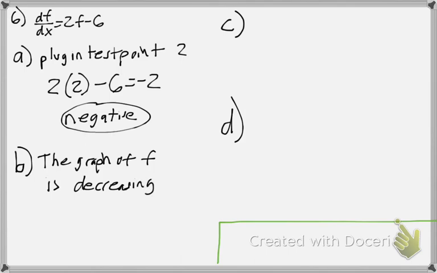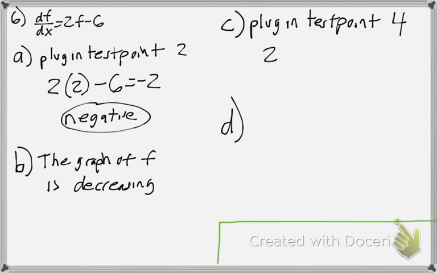For part C, it says, what is the sign of df over dx when f is greater than 3? So I'm going to plug in a test point, and I'm going to pick 4, because 4 is bigger than 3. But you could pick 5 or 6 or a million if you really wanted to.